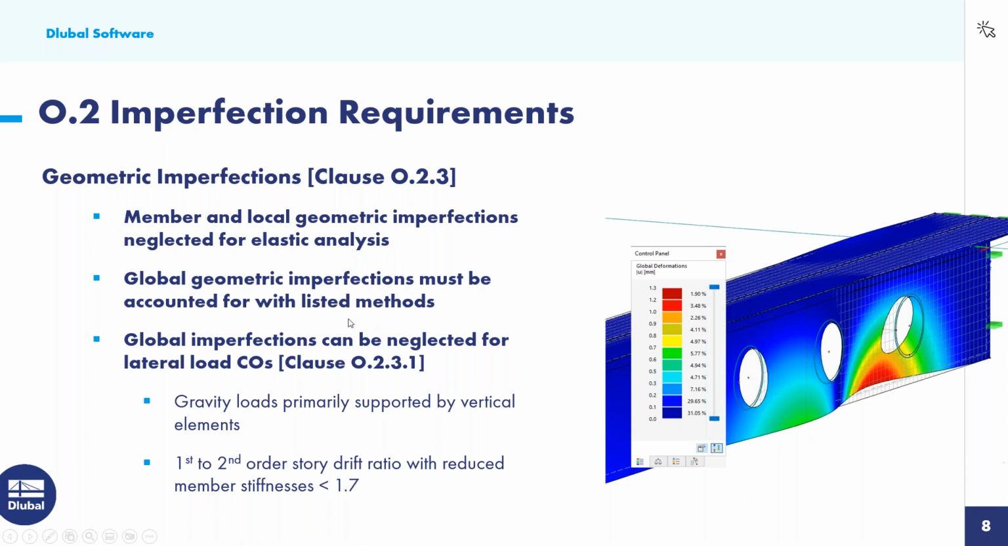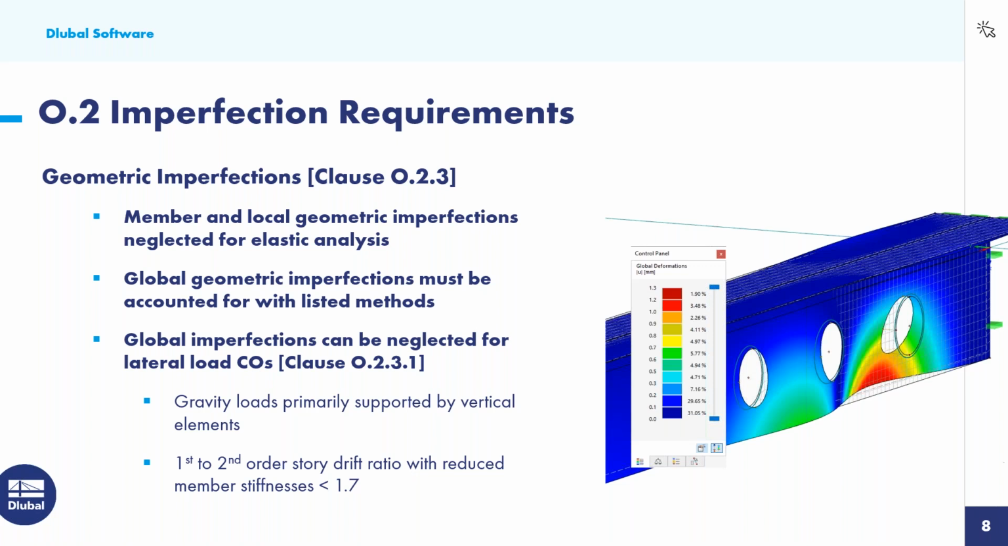Now, before we look at these methods, there are a couple criteria where we can completely neglect global imperfections for lateral load combinations only, and these are listed in O.2.3.1. The first is if gravity loads are primarily supported by vertical elements. The second is if the first to second order story drift ratio with reduced member stiffnesses is less than 1.0.7. So we'd want to reduce our member stiffnesses. We'll get into this in just a few minutes.